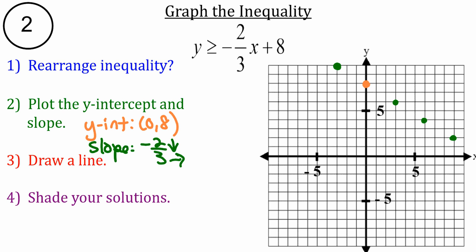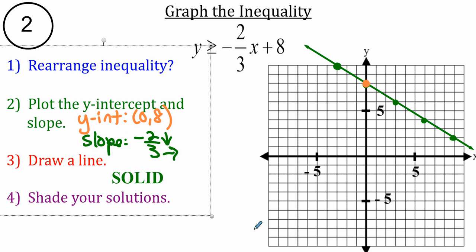Now, how are we going to draw our boundary line? Again, that goes back to your inequality symbol. We have greater than or equal to. Because it has the equal to portion, we know each of these boundary points could be solutions to our inequality. So we're going to have a solid line when we connect our points.